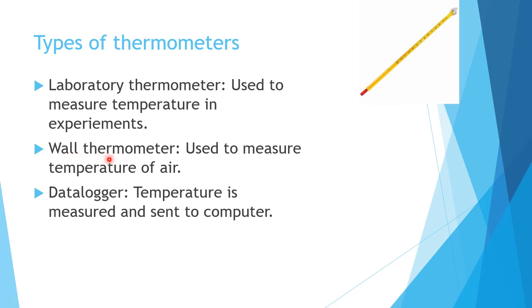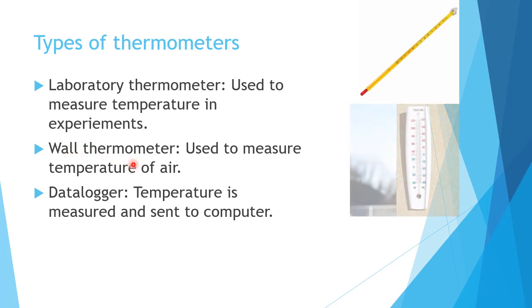The next one we have is the wall thermometer. So wall thermometer is used to measure temperature of air. It's usually hung on a wall, so ya bergantung di dinding, because that's where it can get the air untuk measure temperature. So if you look here, sini yang degree Celsius, look over here, and then that's where you measure how hot the air is.